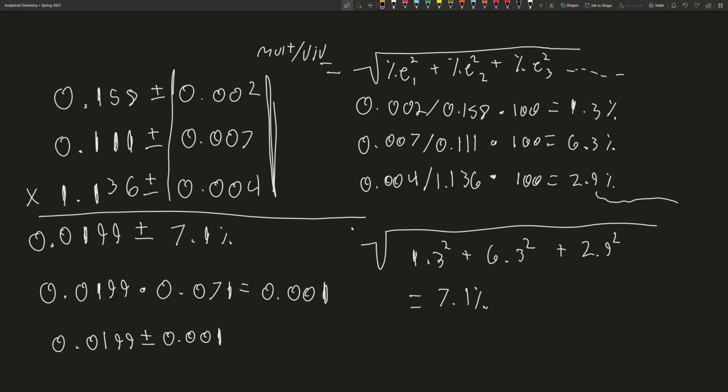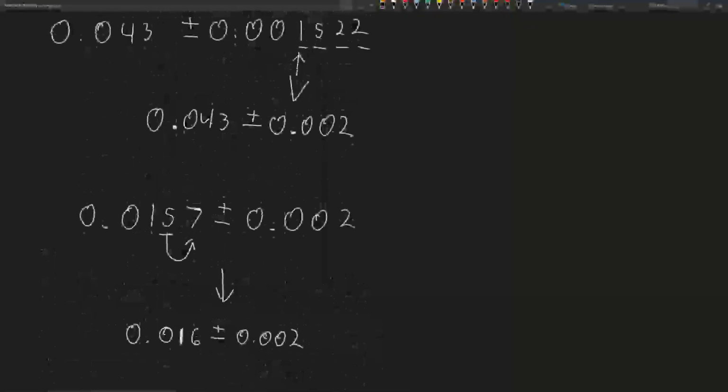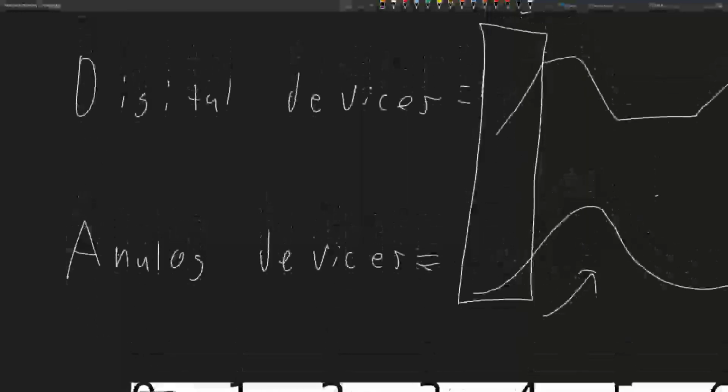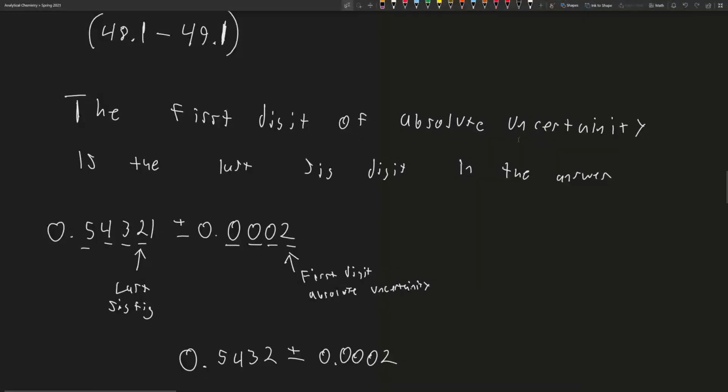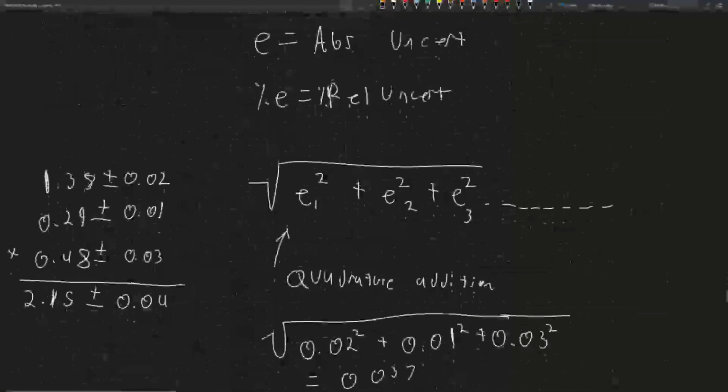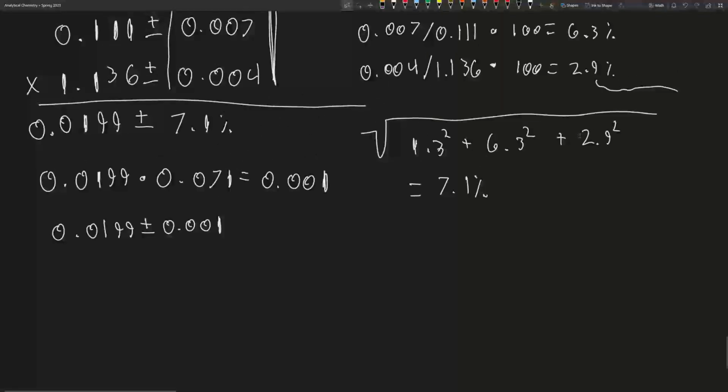Now, if you remember the rule that I gave you with significant figures, let me actually go back to it. Exactly what it said: the first digit of absolute uncertainty is the last significant figure in the answer. So our first digit of absolute uncertainty is here. This is 3 places to the right of the decimal, and we see 1, 2, 3. Oh, look at this. This 9 is the last significant figure. So we actually need to change this answer.